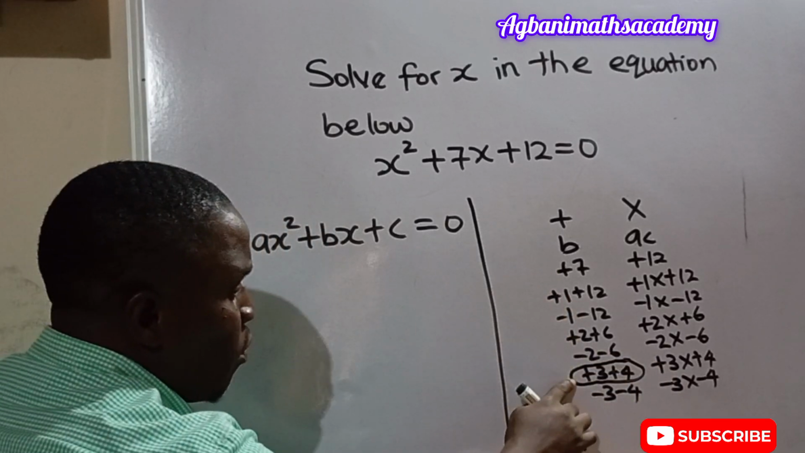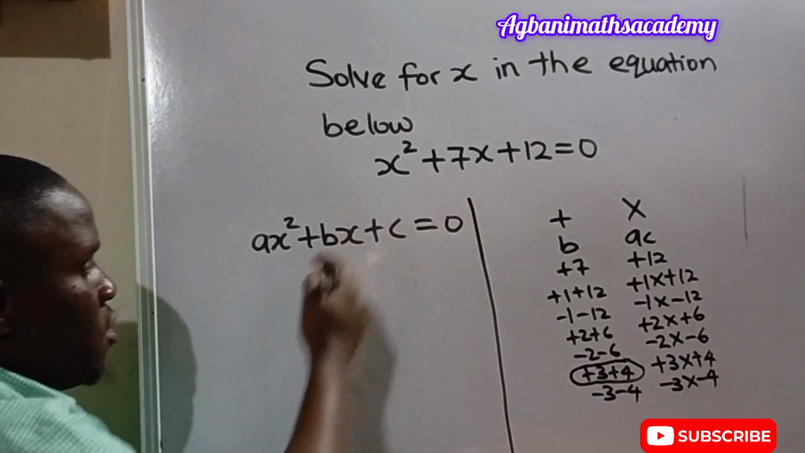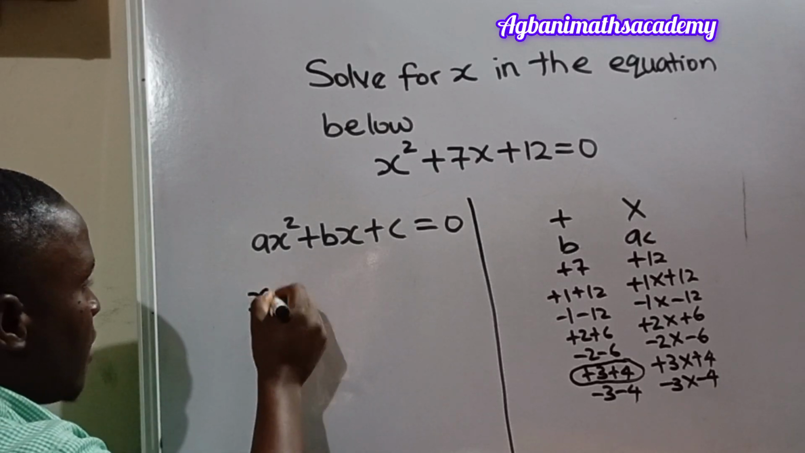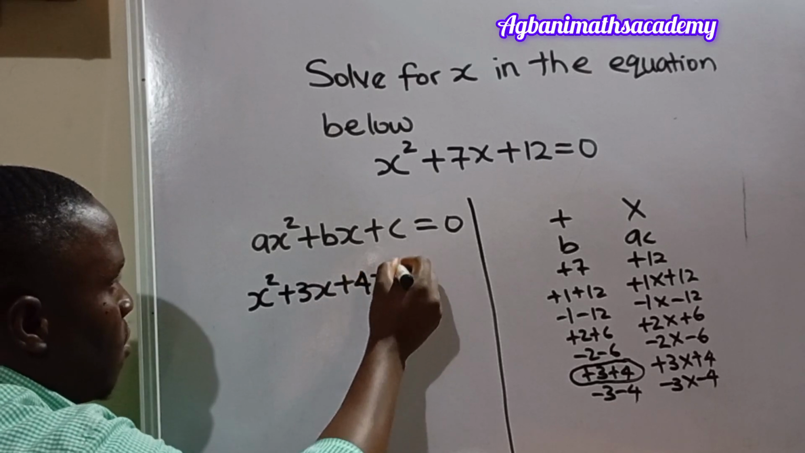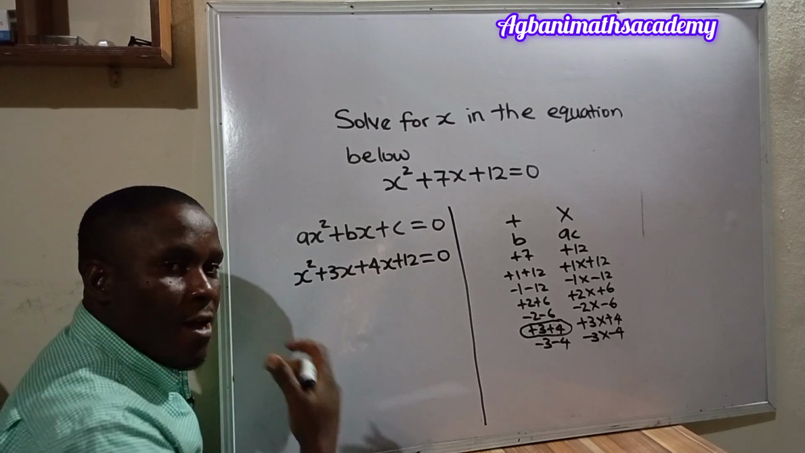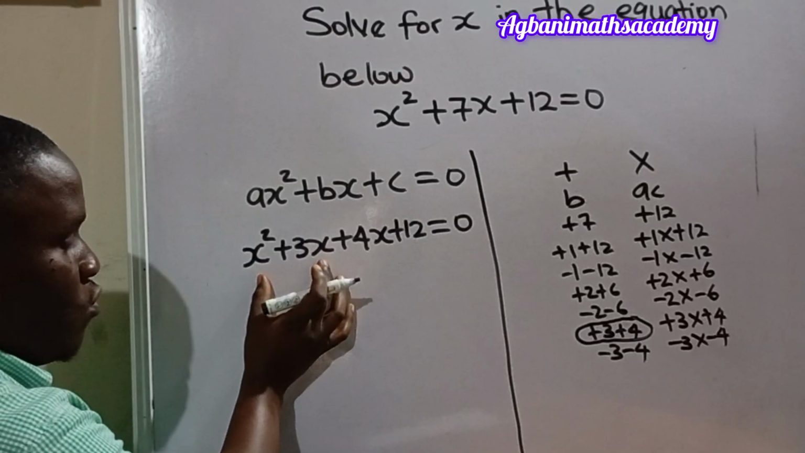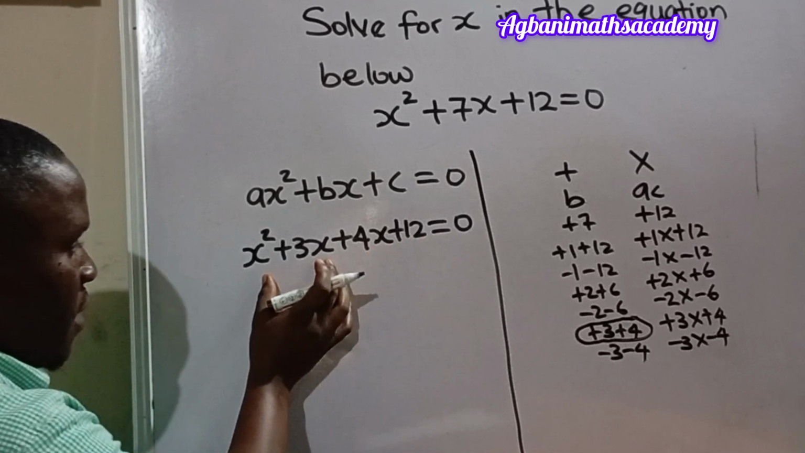This means we are going to use plus 3 and plus 4 to replace plus 7. So this quadratic equation can be rewritten as x squared plus 3x plus 4x plus 12 is equal to 0. At this point, we can now factorize by grouping. This means we are going to factorize this group of two terms together and factorize this group of two terms together. So let's factorize this group.